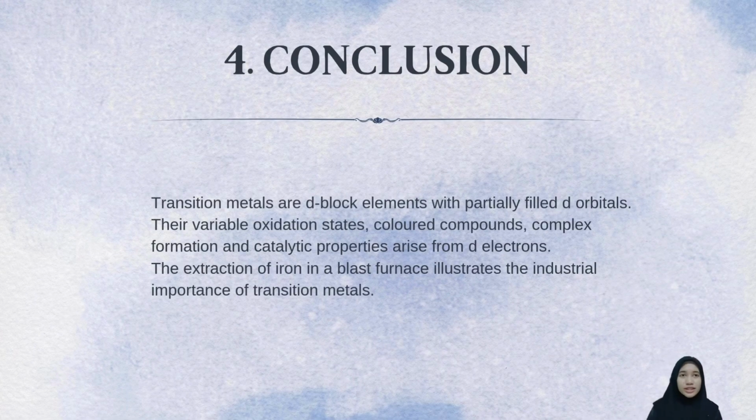As for the conclusion, transition metals are d-block elements with partially filled d orbitals. Their variable oxidation states, colored compounds, complex formation, and catalytic properties arise from d electrons. The extraction of iron in the blast furnace illustrates the industrial importance of transition metals.